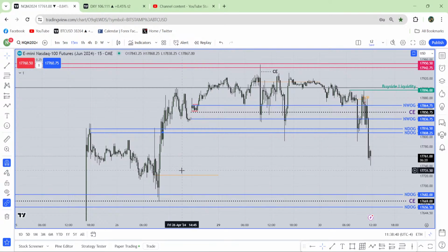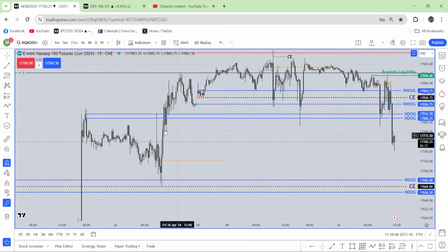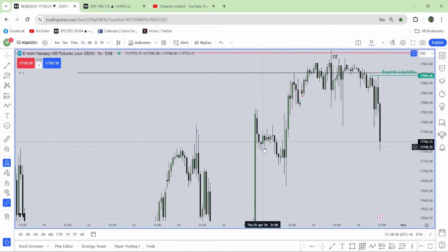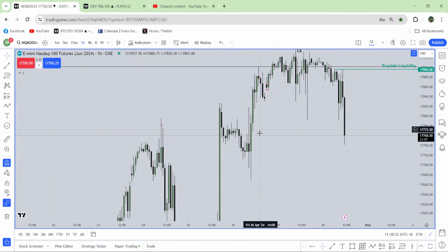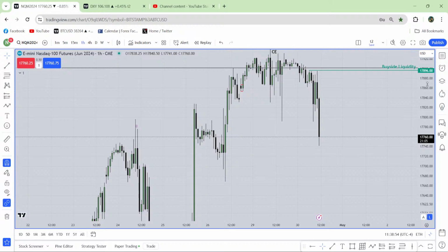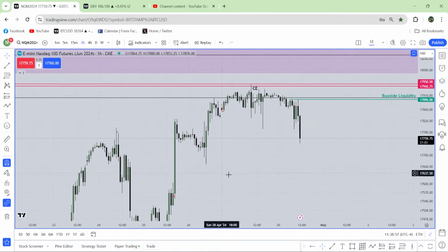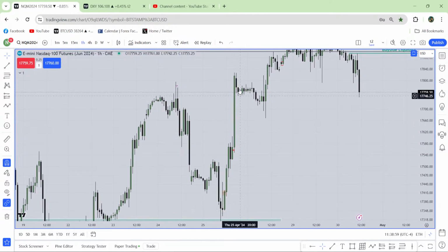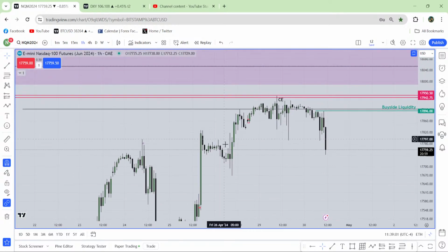Did it reach a level that I can rely on? No, I don't have anything over here from the 15-minute chart. If I go to the hourly chart, from the hourly chart as well, I don't have anything. So just look at this price action, okay? After this big run, the market retraced, went higher, then this is the price action.